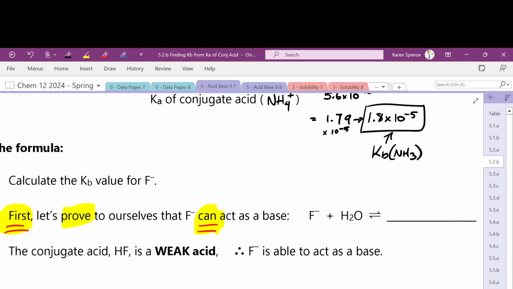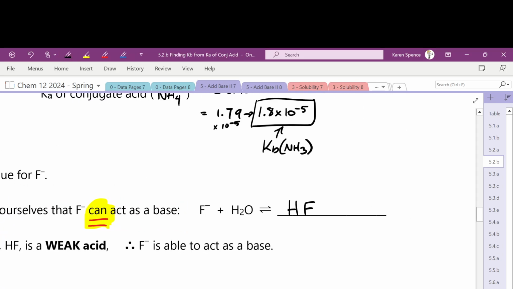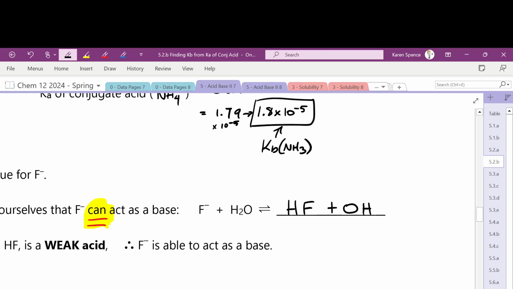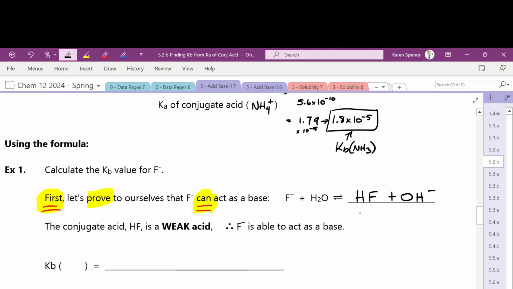Okay, so just remember that although when we had amines, we put the H on the end of the N. When we have an anion, we're going to write the acid just normal, like HF, okay, not FH. And we will end up with OH minus. And then we say to ourselves, is this actually a possible reaction? Under what situation would it not be a possible reaction?